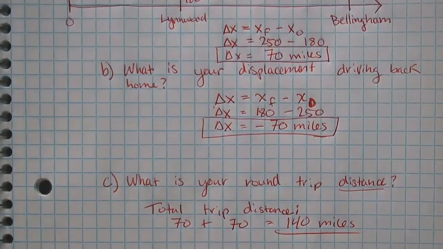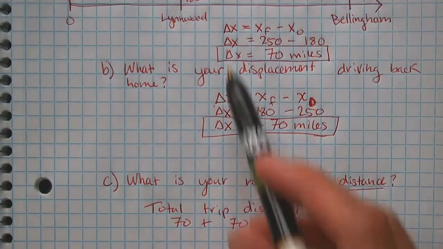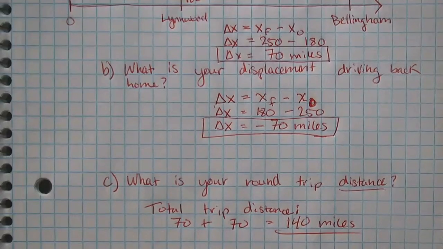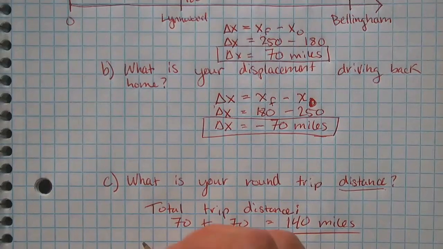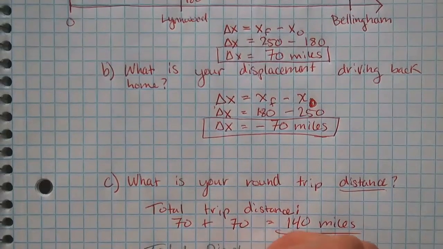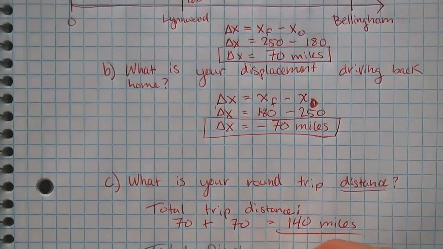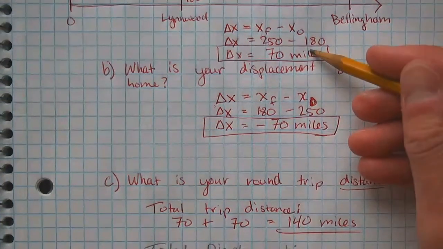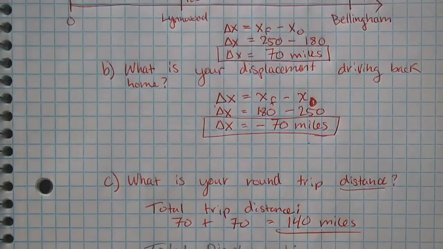It doesn't ask this, but just for fun, let's pretend that it asks what was your total displacement, then that would be 0. I'm going to put this in a different color because it doesn't ask it, so you don't need to really answer it. Because your displacement does take into account the direction that you traveled, your total displacement would be positive 70 plus negative 70, which would give you 0.